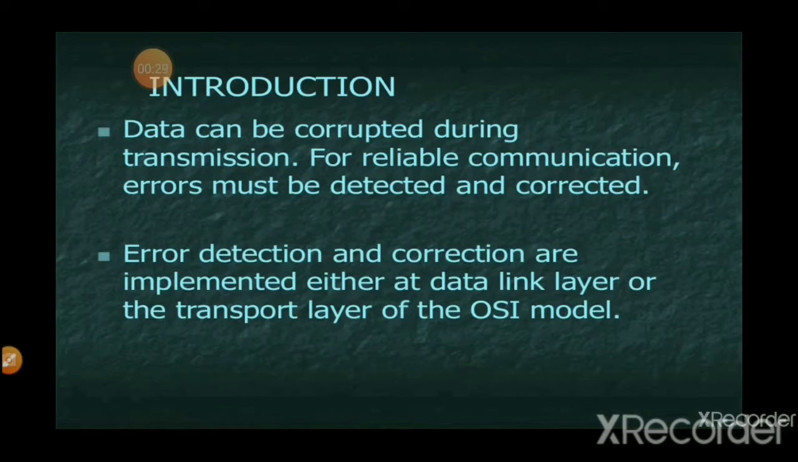Introduction. Data can be corrupted during transmission. For reliable communication, errors must be detected and corrected. Error detection and correction are implemented either at the data link layer or the transport layer of the OSI model.